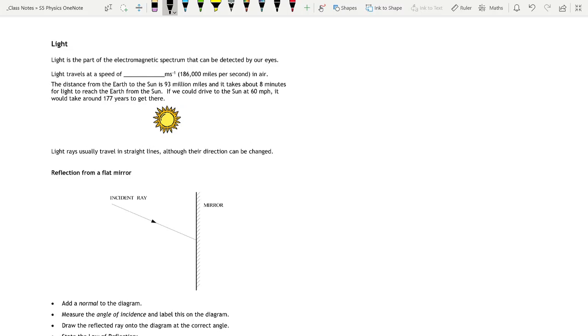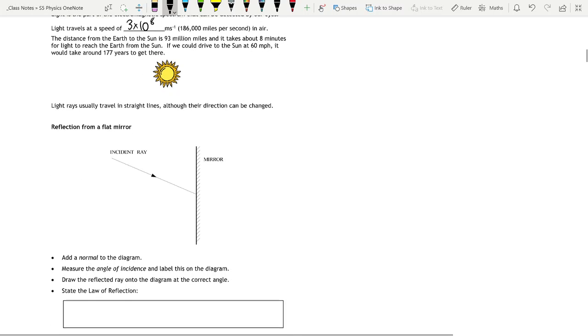Light is part of the electromagnetic spectrum and it's the part that can be detected by our eyes, and we should all know by now that light travels at the speed of 3 times 10 to the 8 meters per second. So 186,000 miles per second in air. And obviously it travels at different speeds in different materials, but in air or in a vacuum it's 3 times 10 to the 8. The distance from the Earth to the Sun is 93 million miles, and it takes about 8 minutes for light to reach the Earth from the Sun. If we could drive to the Sun at 60 miles per hour, it would take around 177 years to get there. Light rays usually travel in straight lines, although their direction can be changed.